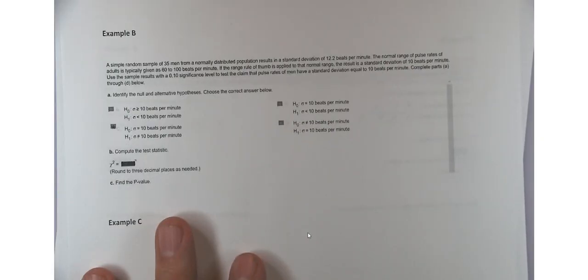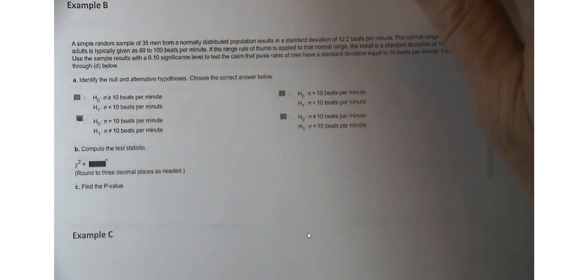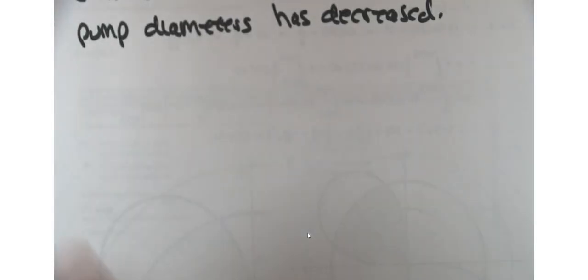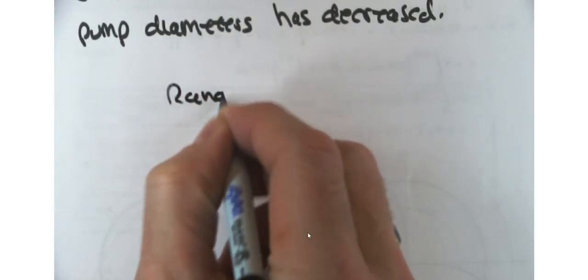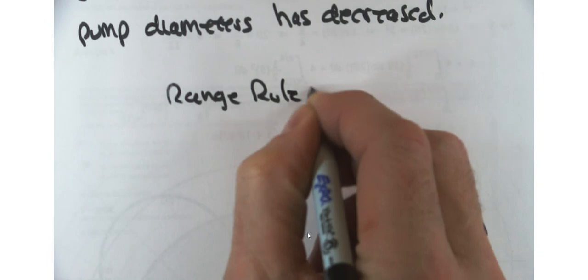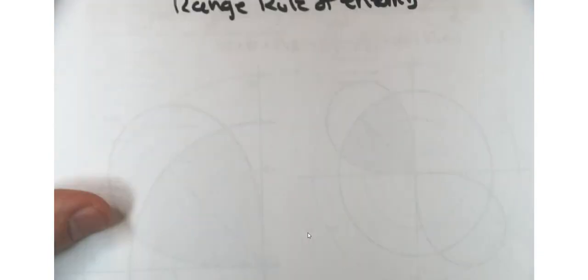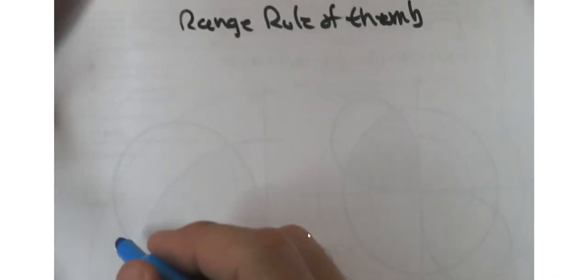And take a look what we got going here. Now example B talks about something that we haven't looked at in a while. It's kind of like your range rule of thumb. So let me try and remind you of what's going on there. Range rule of thumb. And that pertained to basically the empirical rule.